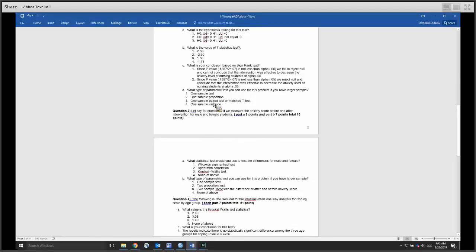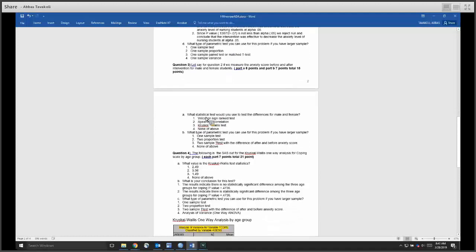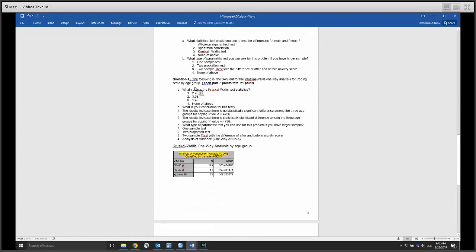Problem 3 refers to problem 2. Now we're introducing two groups for these pre and post tests. So the first part of the question is what kind of non-parametric test you're going to use, and the second part is what kind of parametric test you're going to use.